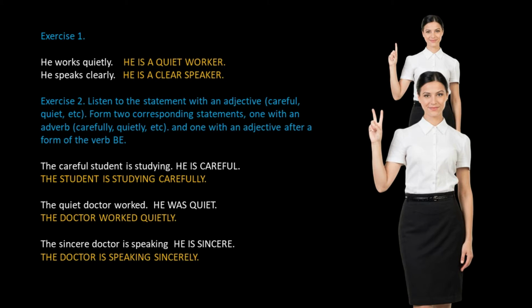Exercise 2. Listen to the statement with an adjective, careful, quiet, etc. Form two corresponding statements. One with an adverb, carefully, quietly, etc., and one with an adjective, after a form of the verb be. For example, the careful student is studying. He is careful. The student is studying carefully.